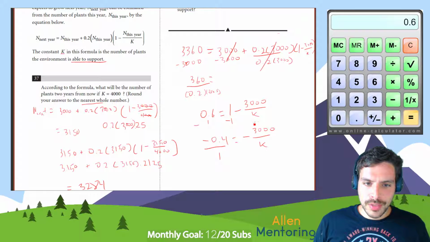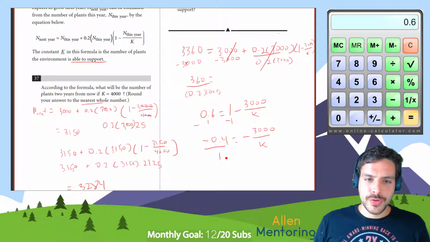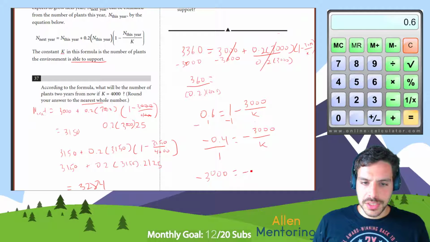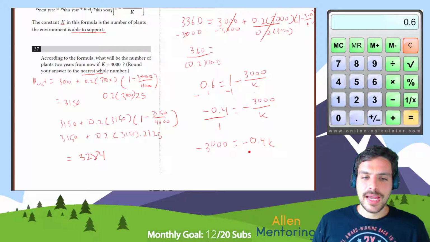And so now we're going to cross multiply. We're going to multiply these and set it equal to this. Okay, so what is 1 times negative 3,000? Just negative 3,000. And what is K times negative 0.4? It's just negative 0.4 times K. That was easy enough. And so now the final step to isolate K is we're going to divide by negative 0.4 on both sides.